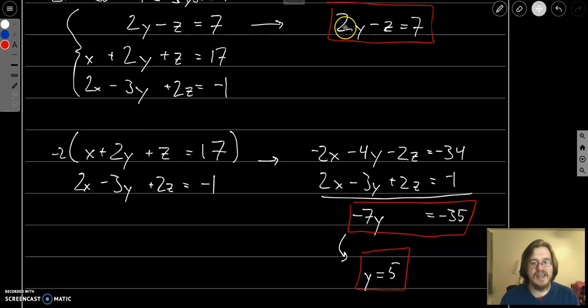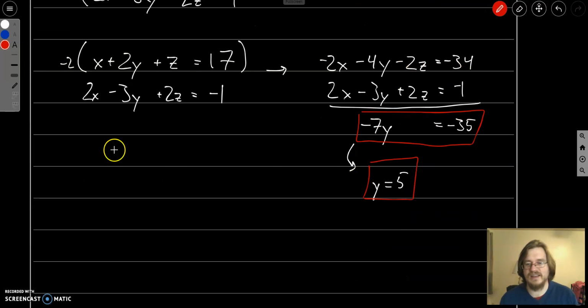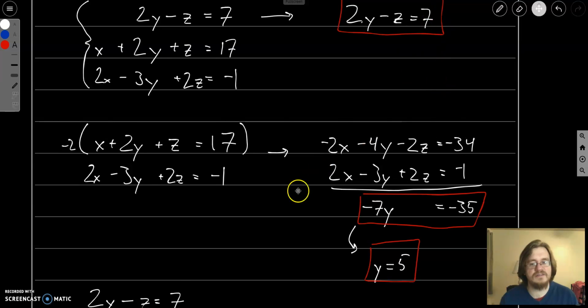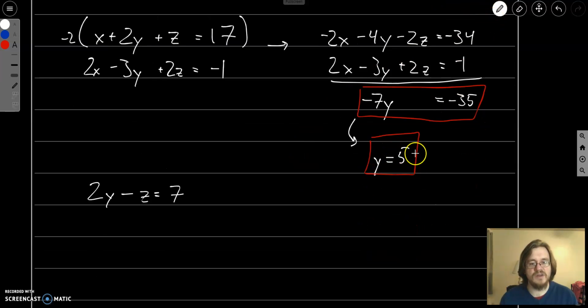But up here, I have an equation that's negative 2y minus z is equal to 7. So if I know what y is, the only thing left to figure out is z. Oh, that's nice. So then, again, let's write that down. So we've got negative 2y minus z is equal to 7. I know that y is 5, so let's plug that in. Negative 2 times 5 minus z is 7. 2 times 5 is 10.